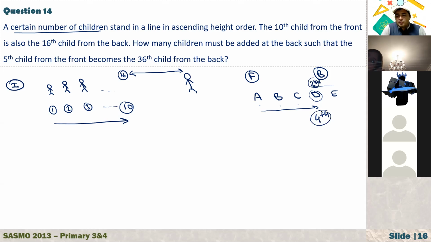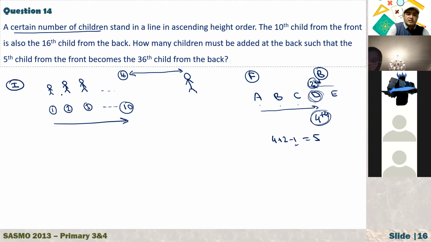Now, if I ask you the question, Nazlı, how many children are there here? 5. A, B, C, D, E, right? So how do you find this? Here we have 2nd. This one is 4th, right? So it is 4 plus 2 minus 1 is equal to 5. Because here D, this guy we counted twice. That's why I'm subtracting 1.